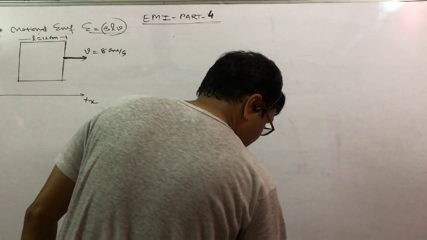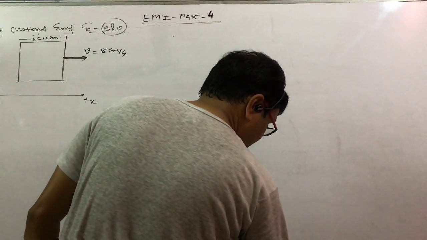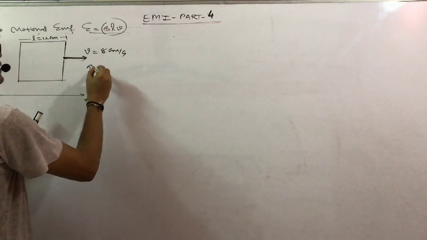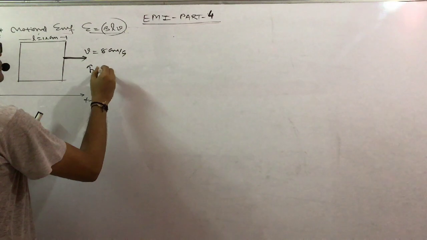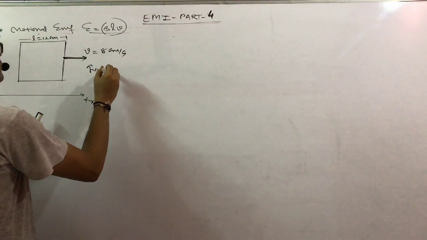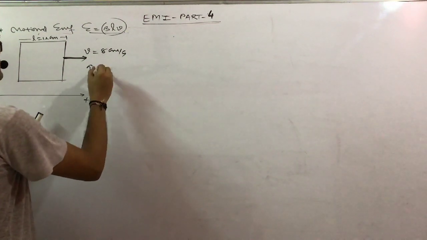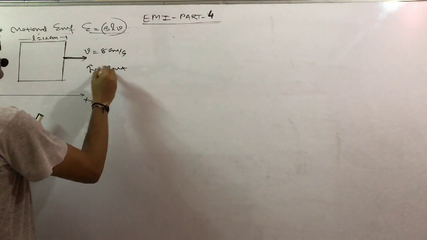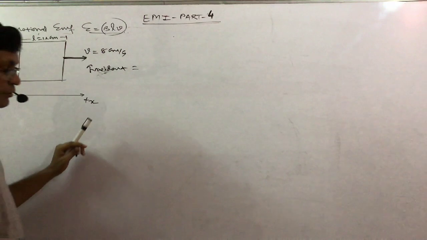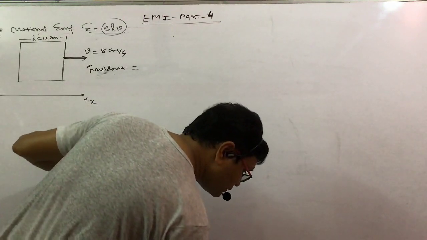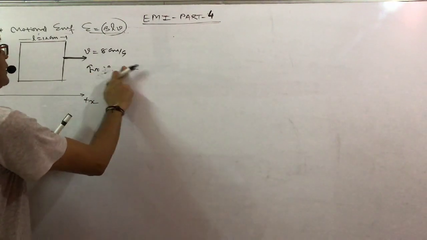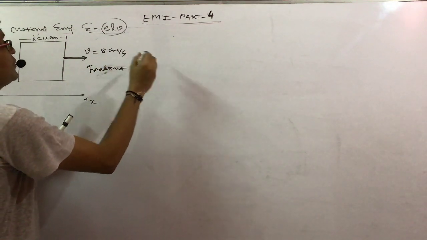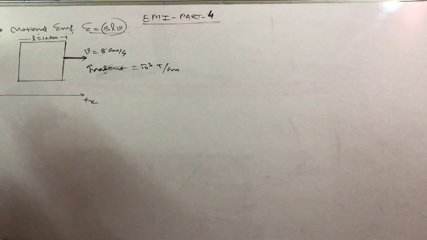And it has a gradient of 10 raised to minus 3. I am writing the name here, gradient. Gradient of 10 raised to minus 3 Tesla. Let's write gradient first. Gradient 10 raised to minus 3 Tesla per centimeter.